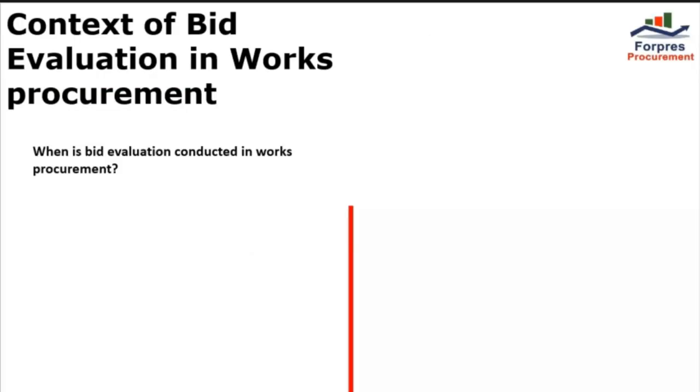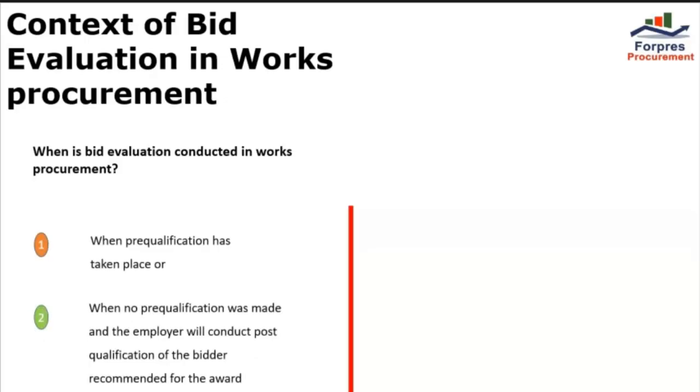Context of bid evaluation in works procurement. Bid evaluation in works is about selecting the substantially responsive bid, which is the most advantageous bid to the procuring entity, as per the evaluation criteria disclosed in Section 3 of the Standard Bidding Document, and which is submitted by a qualified bidder in either of two scenarios. Number one is when pre-qualification has taken place, or number two, when no pre-qualification was made and the procuring entity will conduct post-qualification of the bidder recommended for award.